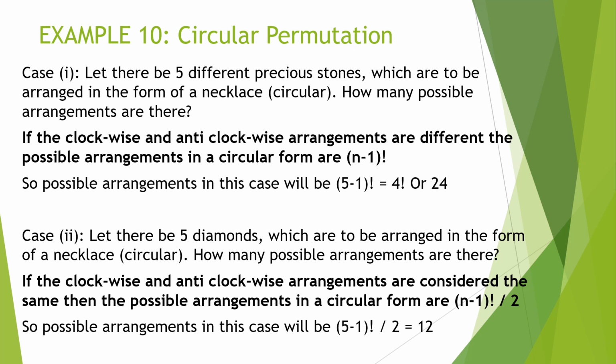The second case rule is, let there be 5 diamonds which are to be arranged in the form of a necklace. Now how many possible arrangements are there? In this case, all the 5 are diamonds, same type. So whether the first diamond comes first or the second comes first, it will look the same. So if clockwise and anti-clockwise arrangements are considered the same, then the possible arrangement will be n minus 1 factorial by 2. So in this case, it will be 24 by 2 or 12 possible arrangements. Maybe this type of example can be asked in objective.